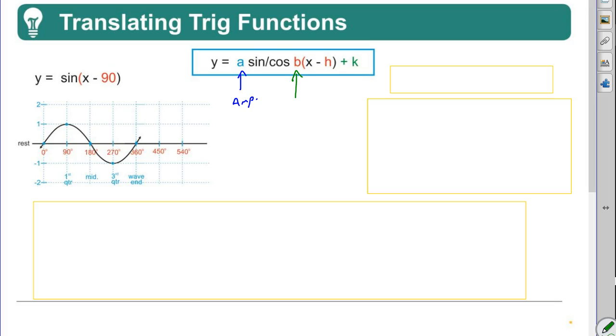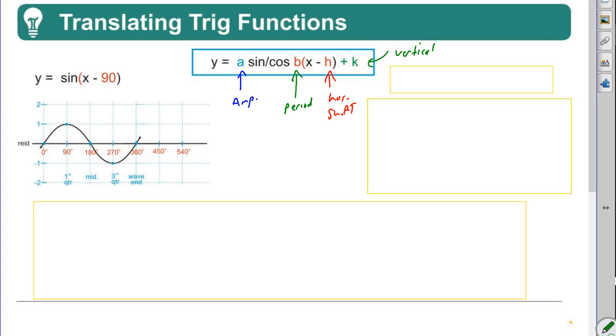The b value here involves the aspect of the period. The h is the horizontal shift. And the k is the vertical shift. All right, and this is a quick review. I don't have time to go over every single aspect, but hopefully enough to give you a general idea.